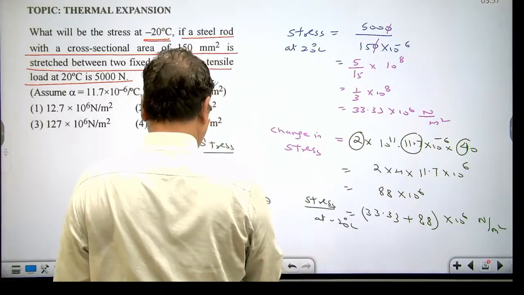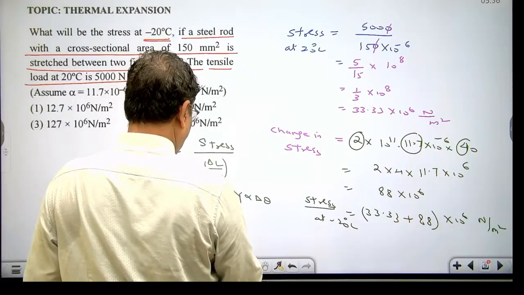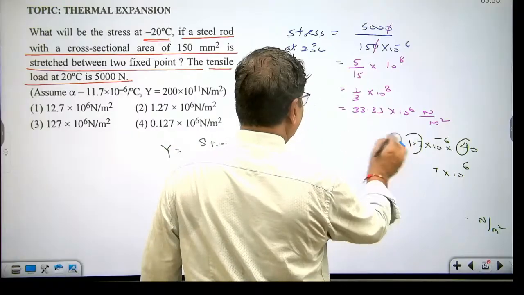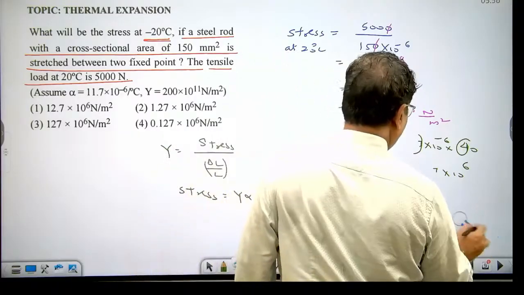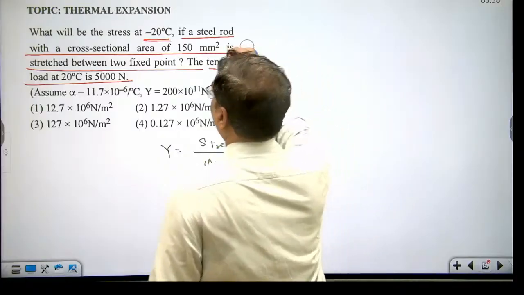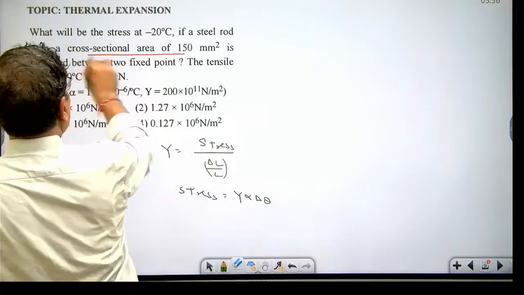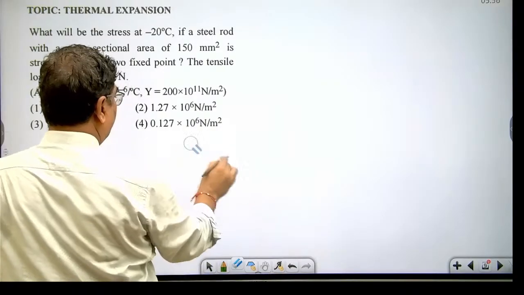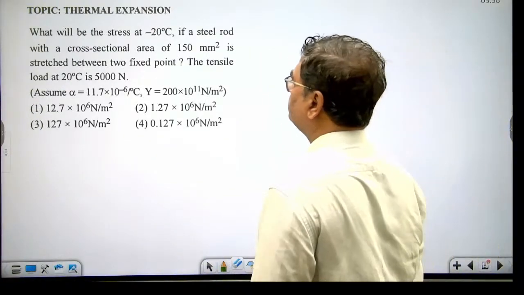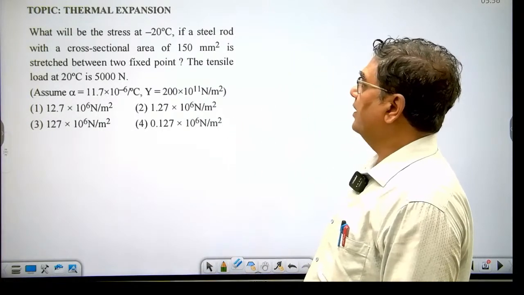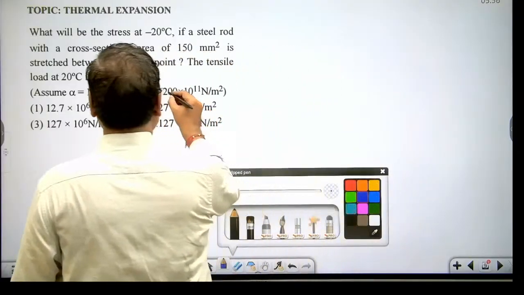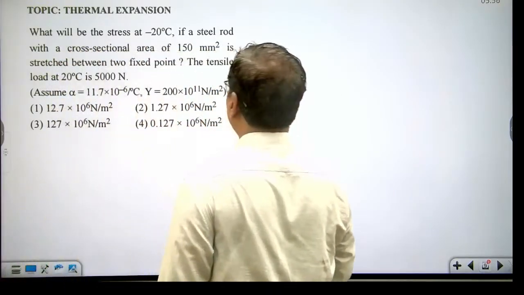Let's resolve this question again. Let's restart this question again. First, make this data correct. This is 2 into 10 power 11.